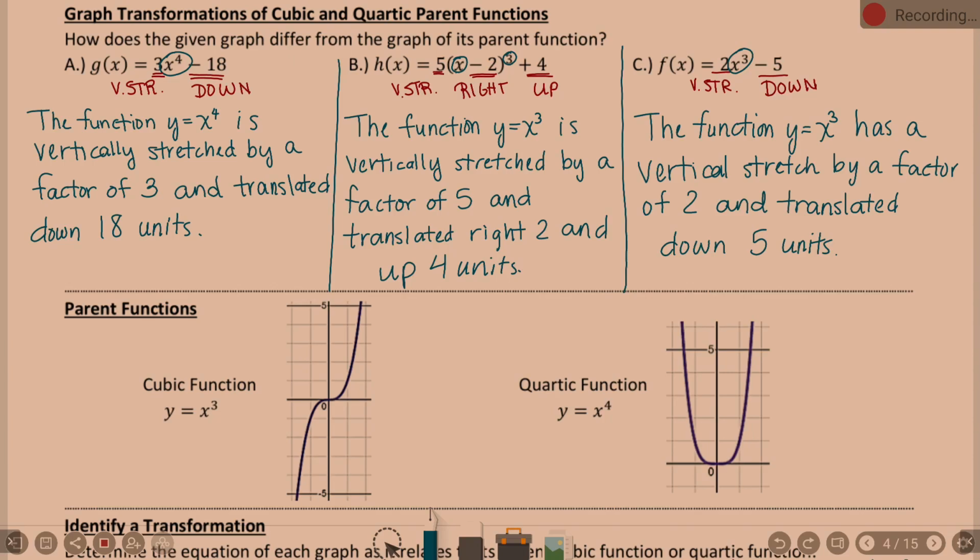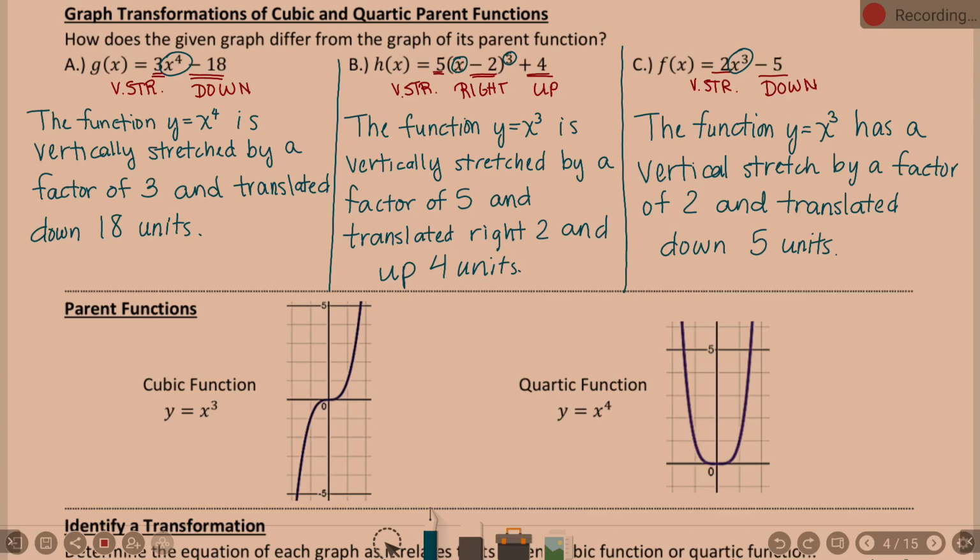And then the ones we ended up with: numbers multiplied at the front, if they're bigger than 1, are vertical stretches. If they'd been a number between 0 and 1, that would have been a vertical compression or shrink, whichever word we want to use there. Okay, and all these particular ones were based on the parent function. Note these shapes because we're going to need these down in the bottom section here.